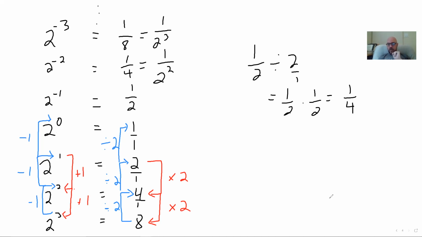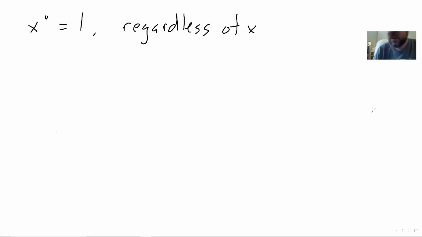That brings me to the two properties I wanted to mention, which are the 0 property. So if I have x to the 0, that's 1, regardless of x, almost. Except for x equals 0. Which is undefined.